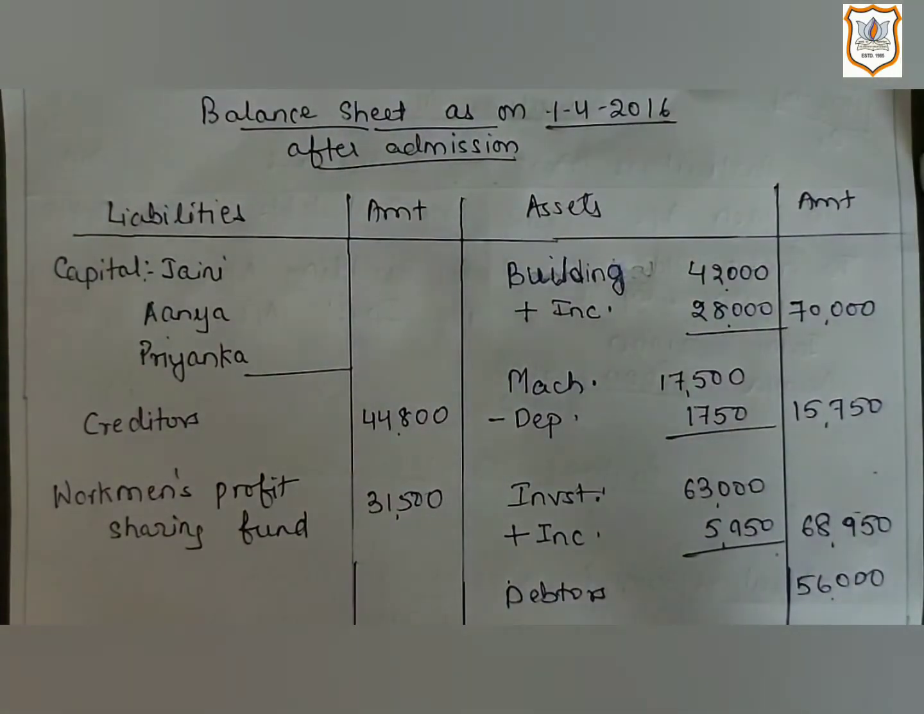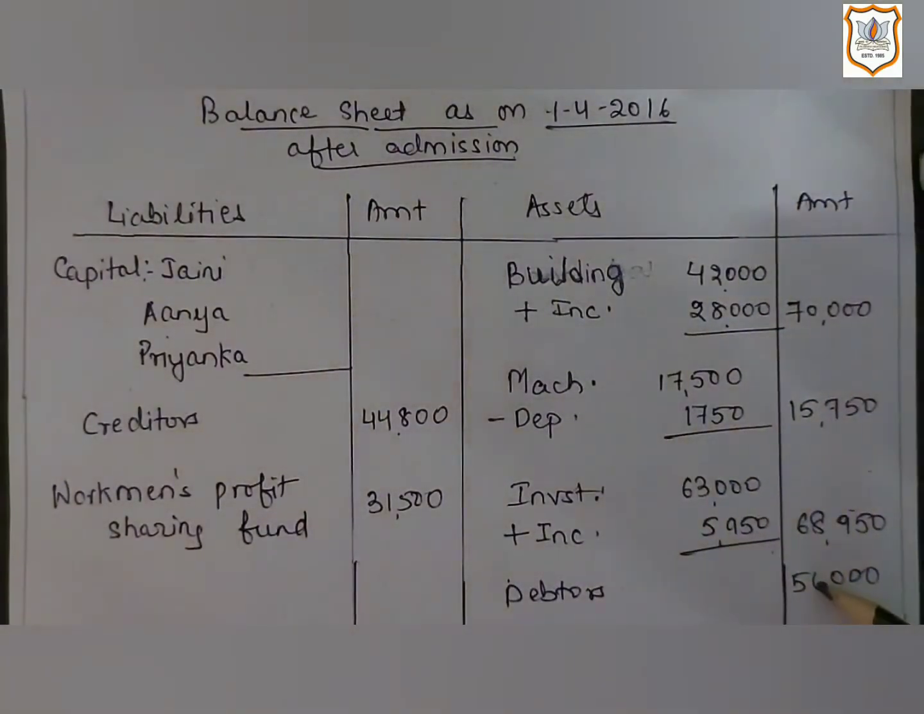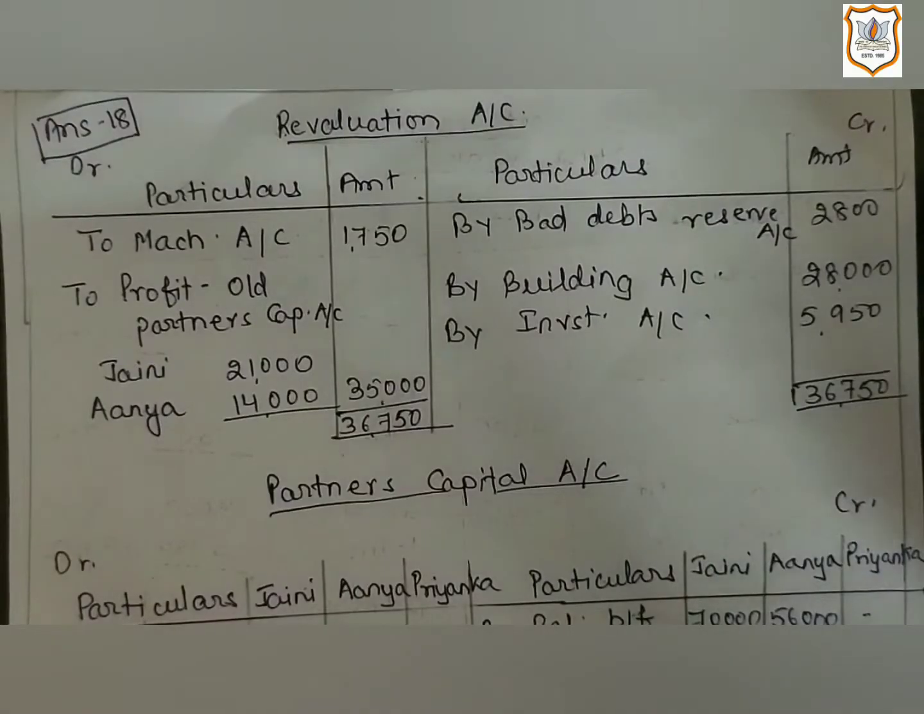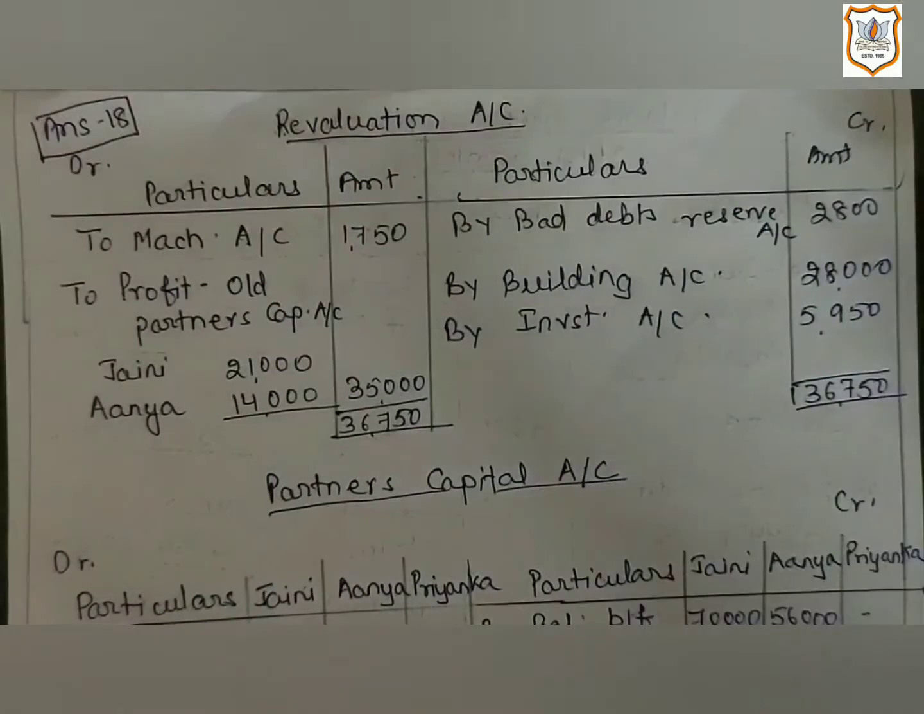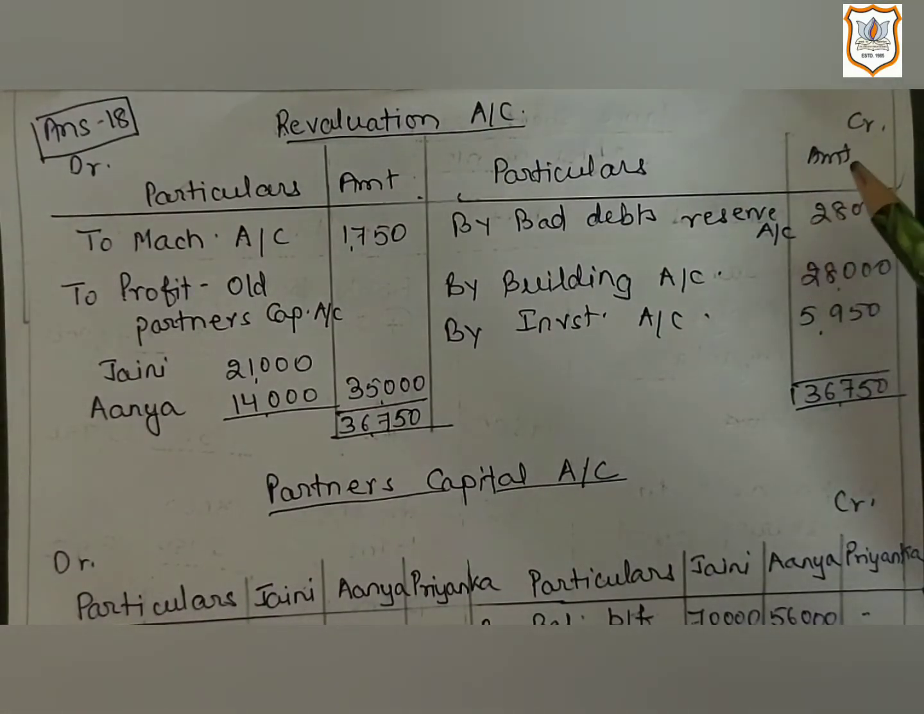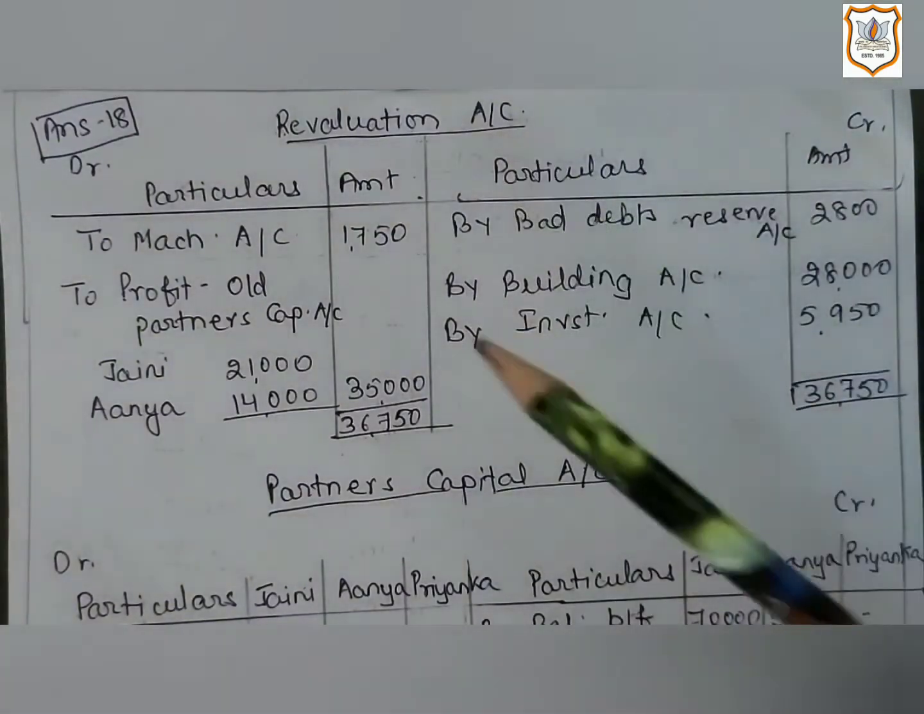The fourth point is, provision for bad debt is not required. As provision for bad debts is not required, all debtors are good. So in our new balance sheet, debtors will now be shown at rupees 56,000. Note that the bad debt reserve is a provision for future possible bad debts, so it cannot be distributed between the old partners if it is not required. The old balance of bad debt reserve will be shown on the credit side of the revaluation account.